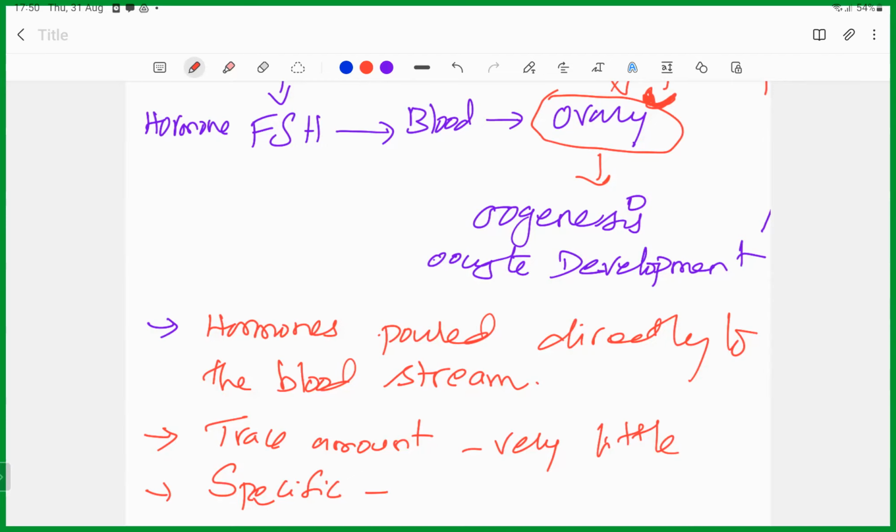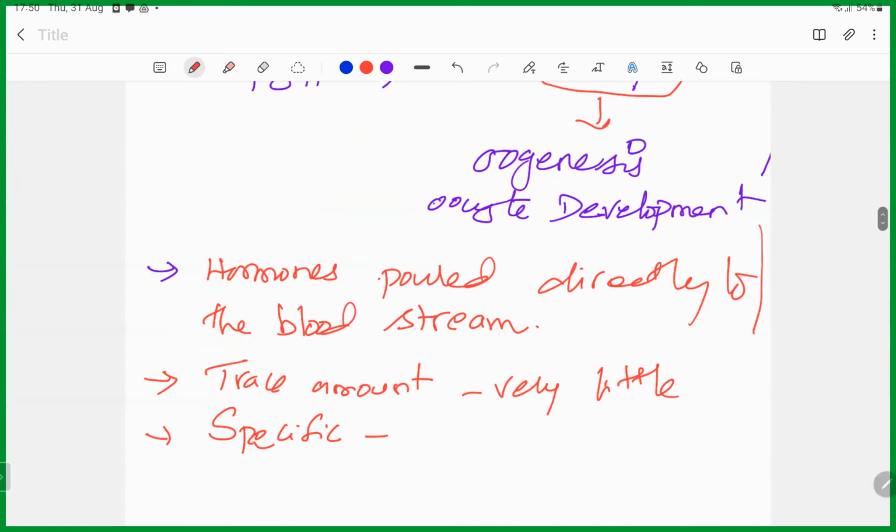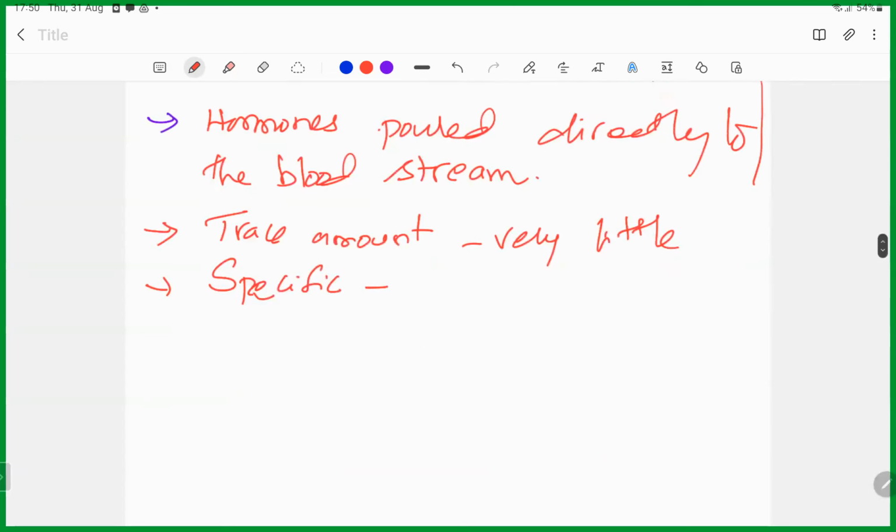Okay, fine. So, what is the other character? Specificity. What does it mean? It will do its function correctly. It is very specific in action.